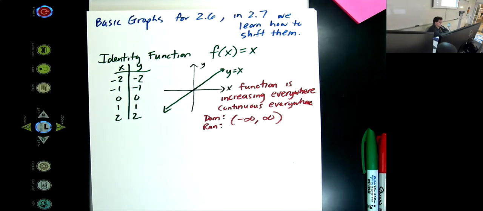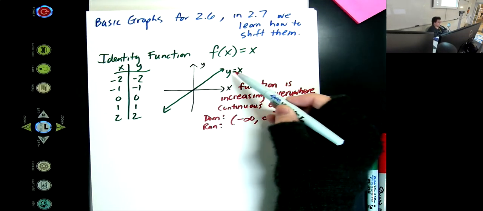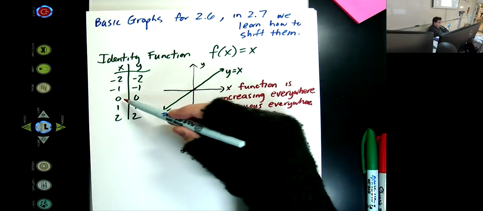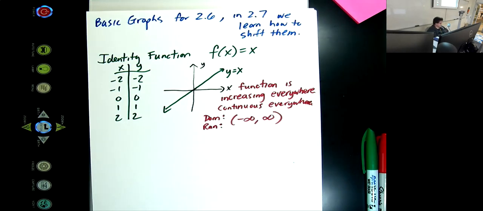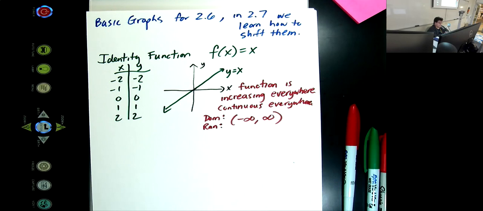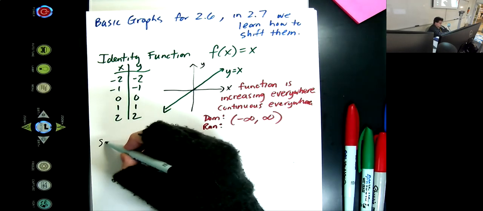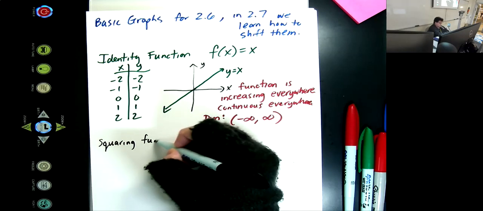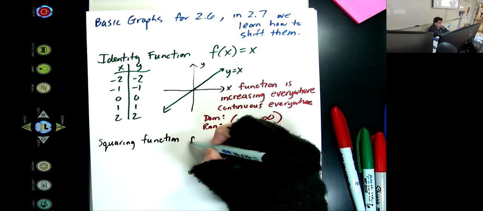If I take x equals negative 2 and plug it into y equals x, I get y equals negative 2. If I take x equals 0 and plug it into the equation, I get y equals 0. That's going to hold true on the next equations too. On all of these, you can do this. The next one is the squaring function, f of x equals x squared.